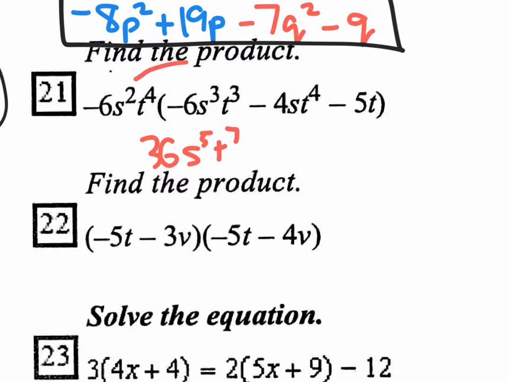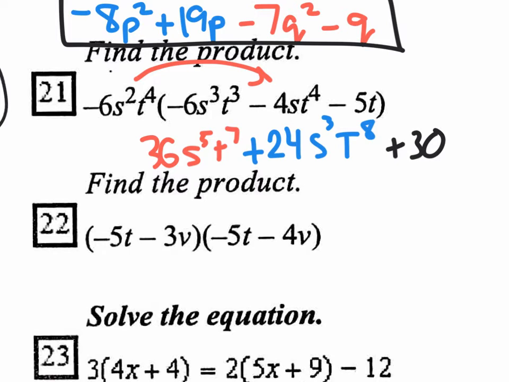Then you have to distribute it to the second term. So when you go negative 6 times negative 4, that's positive 24. And then s squared times s is s to the third. And then t to the fourth times t to the fourth, that's t to the eighth. And last but not least, negative 6 times negative 5, that's positive 30. And also the s squared, you're just going to write it right there. S squared. And t to the fourth times t is going to be t to the fifth. So that's your answer for 21.